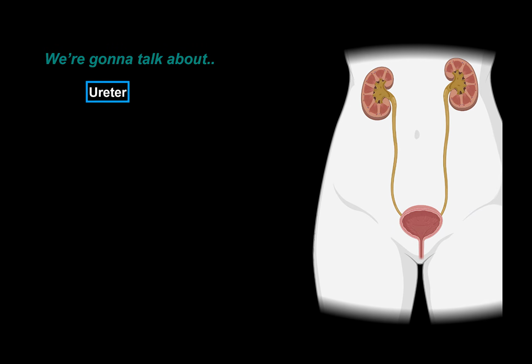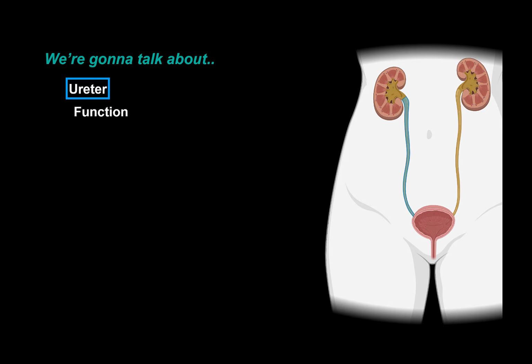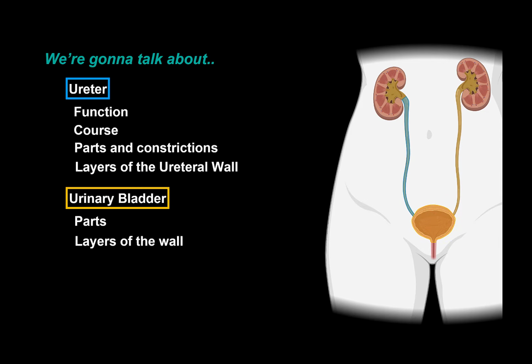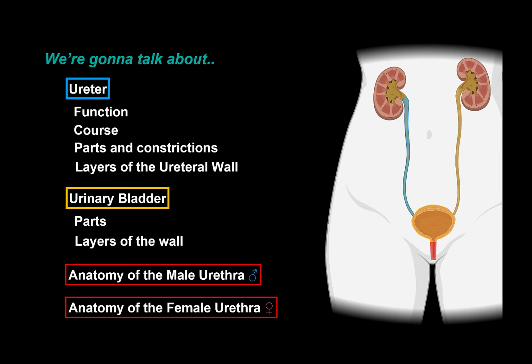So in this video, our goal is to go through the functions and the course of the ureter, and then we'll cover the parts and the different constrictors or narrowings the ureter has, as well as the layers of the ureteral wall. After that, we will do the parts and the layers of the urinary bladder, and then the general anatomy of the male and female urethra.